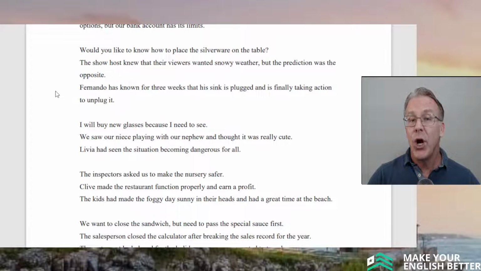Would you like to know how to place the silverware on the table? So this is talking about how you arrange the table around your plate. Where do you put the fork?